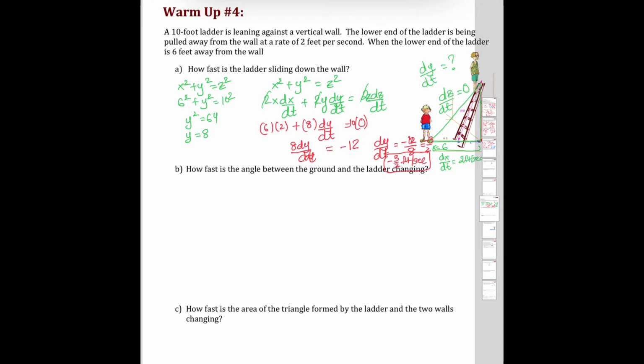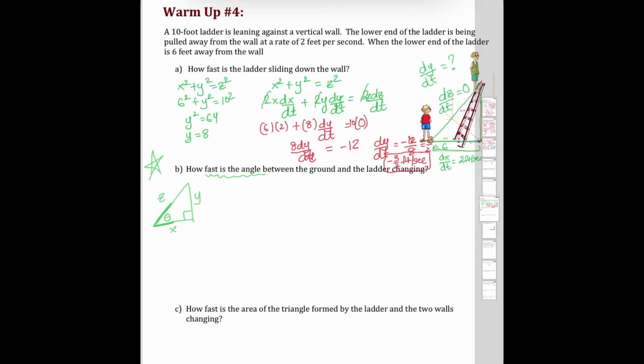Part B. So it says how fast is the angle between the ground and the ladder changing. So this is something new that we are doing in this lesson. So it's asking us for how fast is the angle changing, so the rate of change of the angle, or the derivative. Right? So this is my triangle. I'm just going to copy the picture that we drew. I know this is x, this is y, this is z. And that's my angle between the ground and the ladder. So this is my ladder, and that's the ground. So my angle, I'm going to call it theta.